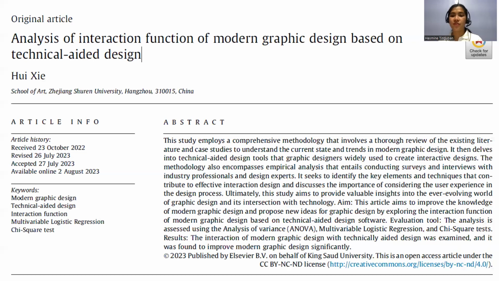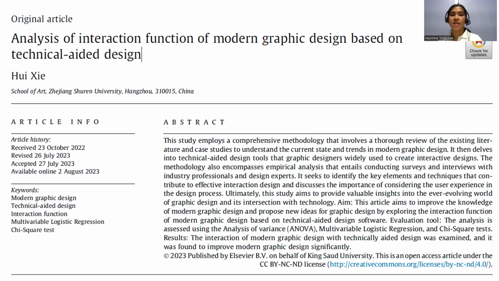Ultimately, this study aims to provide valuable insights into the ever evolving world of graphic design and its intersection with technology. The aim of this article is to improve knowledge of modern graphic design and propose new ideas for graphic design by exploring the interaction function of modern graphic design based on technical aided design software.